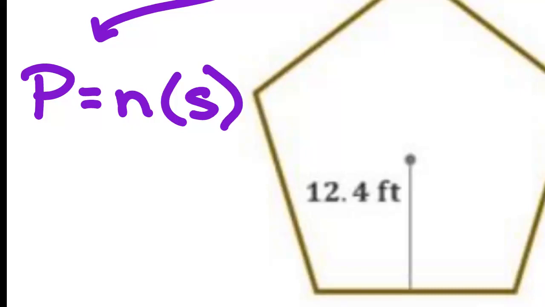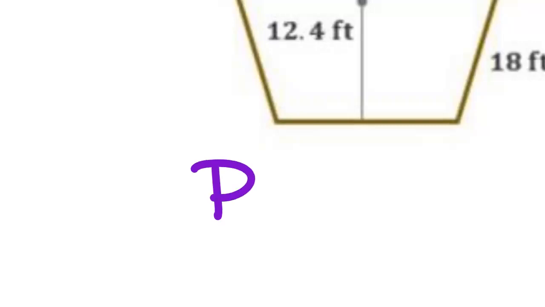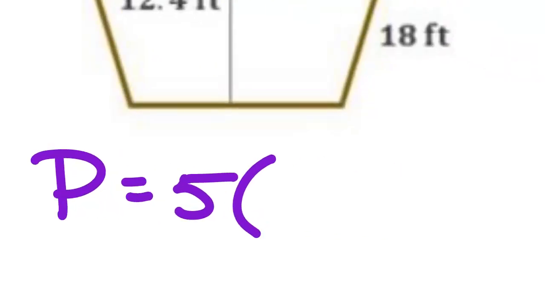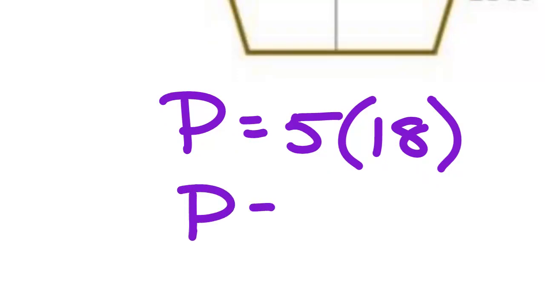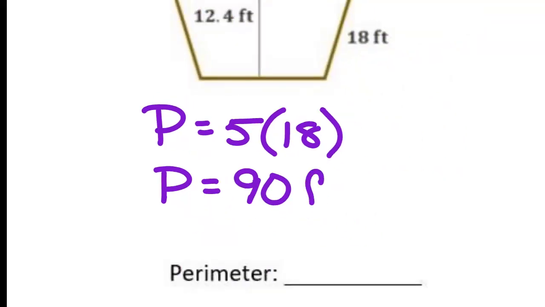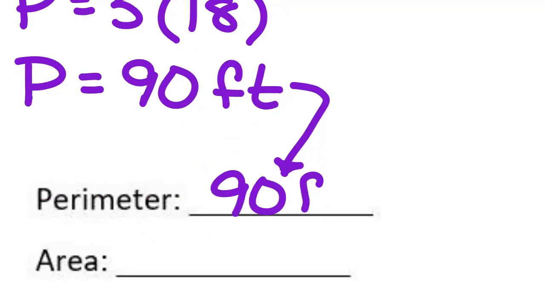So let's find the perimeter of this shape here in part A. How many sides does that figure have? 5 sides on part A. How big is one of those sides? 18. So 5 times 18 to get my perimeter. What is 5 times 18? 90. The units on that is going to be feet. It does not get squared because it's not area. This gets linear units. 90 feet for my perimeter.